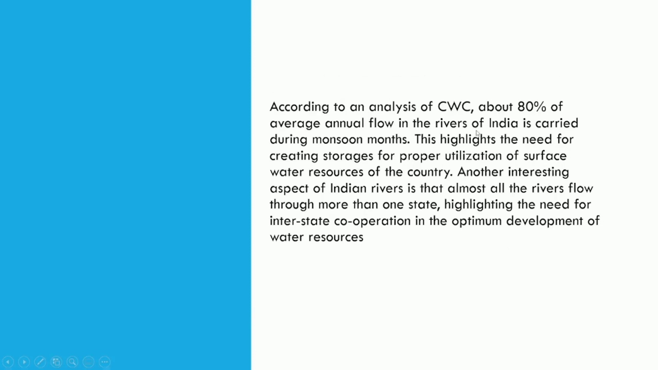According to an analysis of CWC, about 80% of average annual flow in the rivers of India is carried during monsoon months. This highlights the need for creating storages for proper utilization of surface water resources of the country. Another interesting aspect of Indian rivers is that almost all the rivers flow through more than one state, highlighting the need for interstate cooperation in the optimum development of water resources.